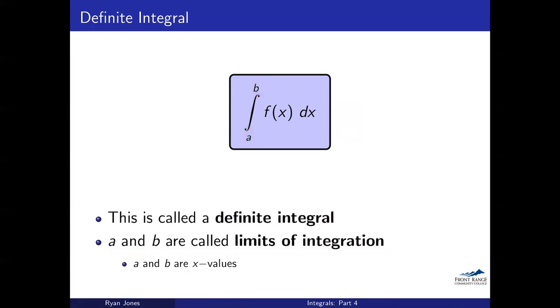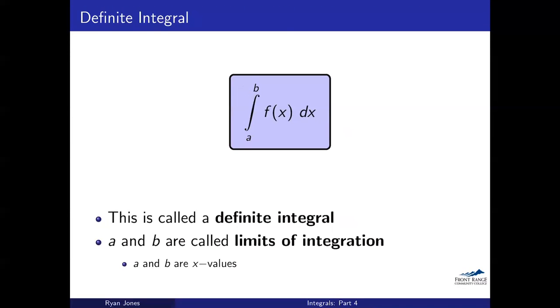Sometimes what you'll see people write, and I think I write this a little bit more often than most people, is x equals a, x equals b. That just makes it very clear that a and b are x values. The reason I harp on this doesn't really have anything to do with this lecture, but has more to do with future lectures. So a and b are limits of integration. They are x values. Really keep that in mind. So this whole thing is called a definite integral.